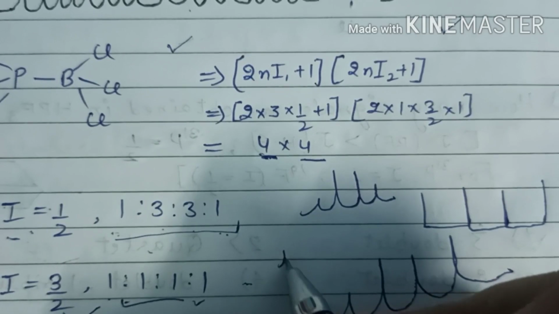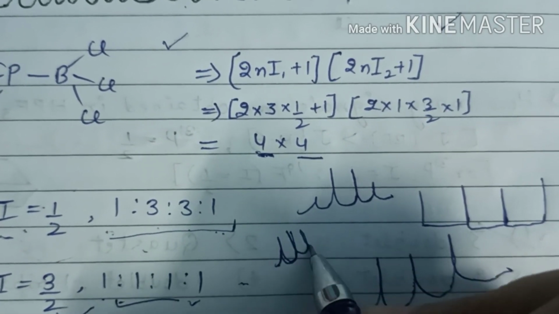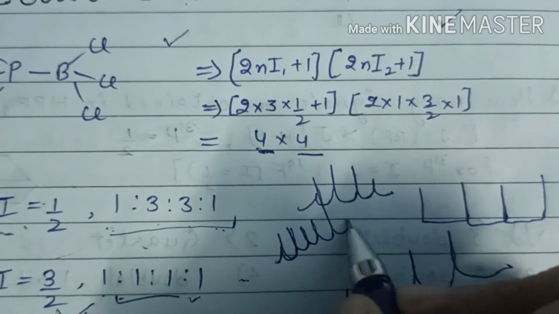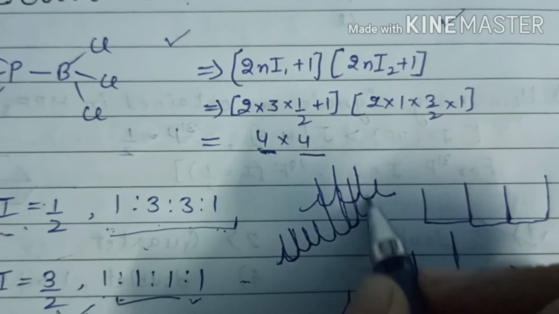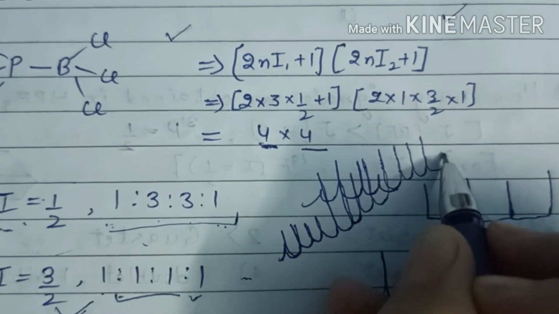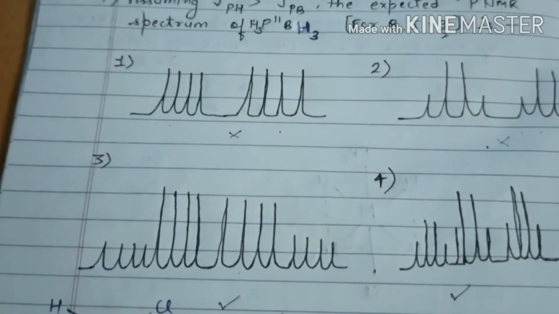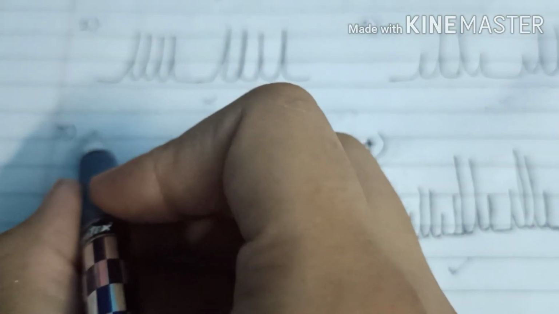So our signal will split into this, and then this, then this. So our correct option is option 3rd.